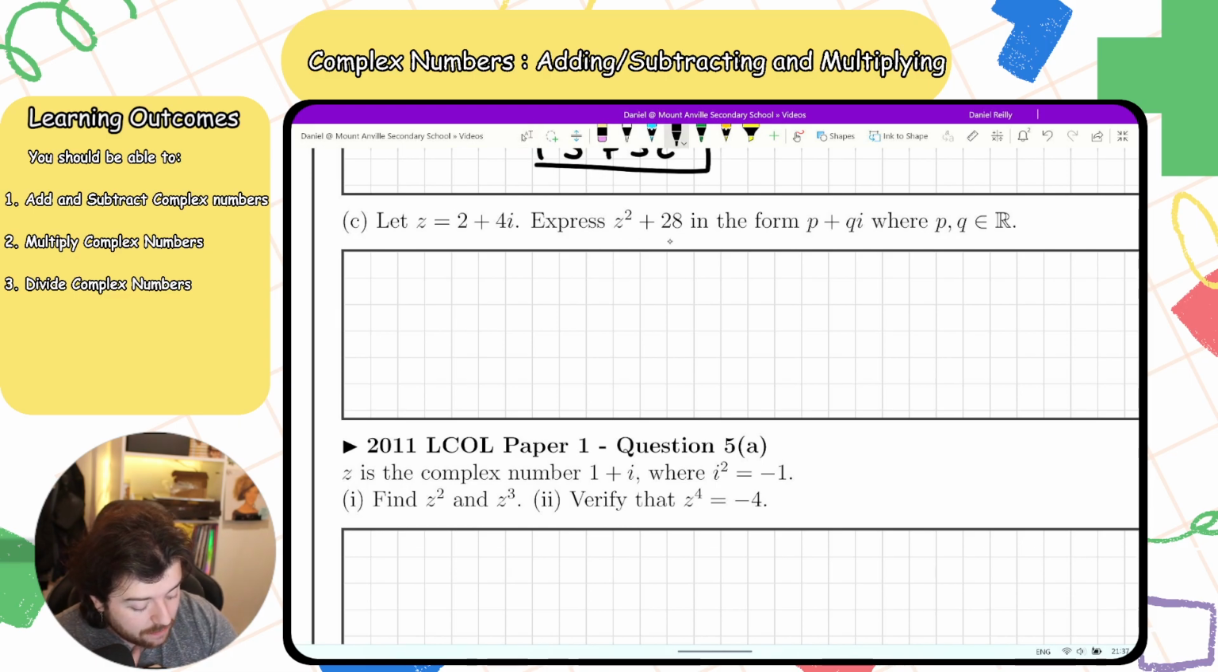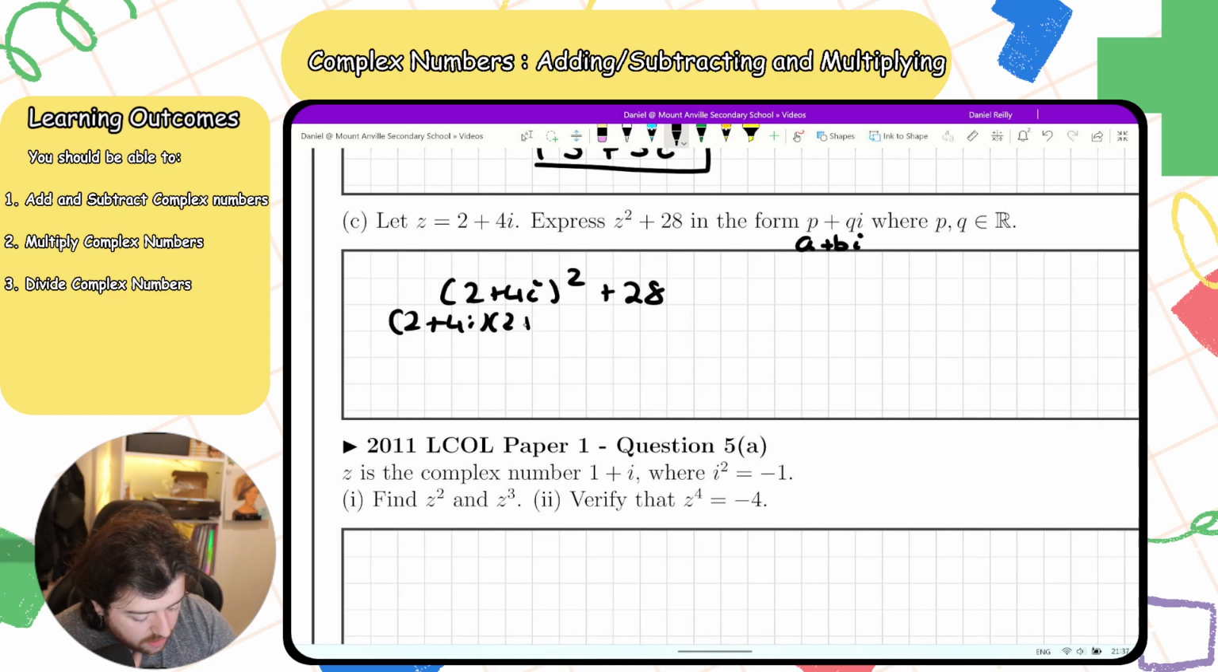Express z squared plus 28 in the form p plus qi. So this just means a plus bi, so a real part and an imaginary part. So that's going to be 2 plus 4i squared plus 28. So it's going to be 2 plus 4i times 2 plus 4i plus 28. 2 times 2 is 4. 2 times 4i is 8i. 4i times 2 is plus 8i. 4i times 4i is plus 16i squared.